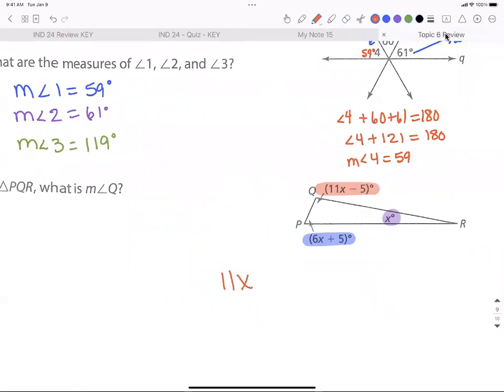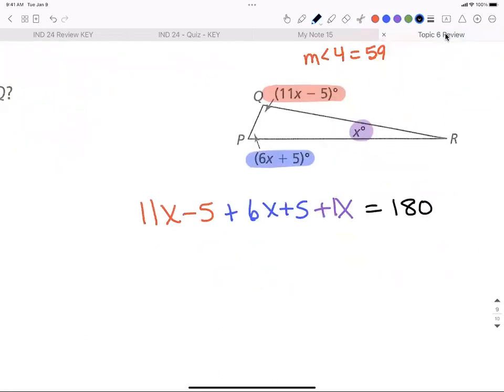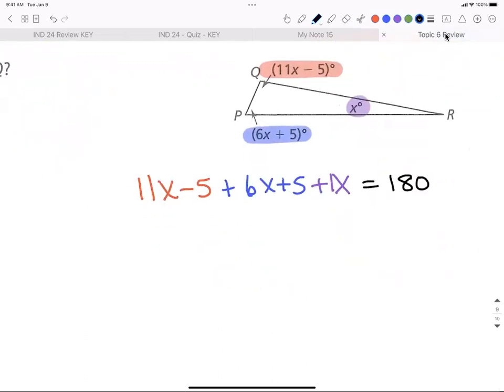Let's go 11x minus 5, plus the blue one, 6x plus 5, plus the purple one, which is just x. And if we want to put the 1 there, that can be helpful. And we know that those all have to equal 180 because it's 3 interior angles. Now, before we start moving and trying to solve for x, let's combine like terms. We have 11x, 6x, and 1x. That's like saying in the left basket, we have 11 apples, 6 apples, and 1 apple. How many apples do we have altogether?